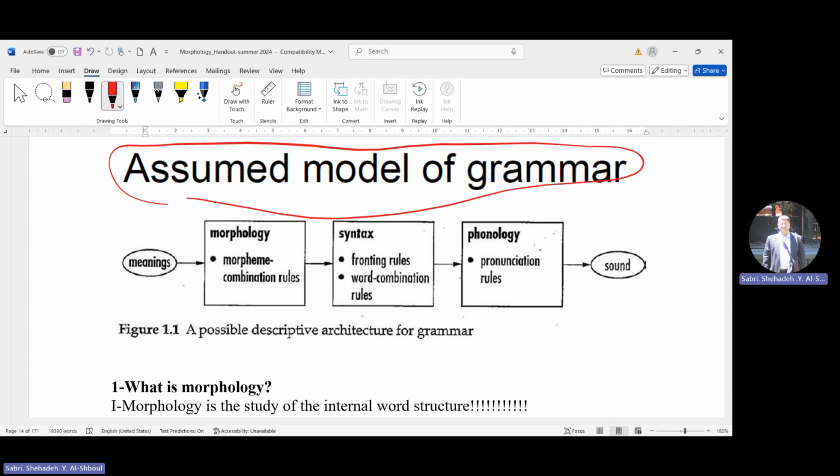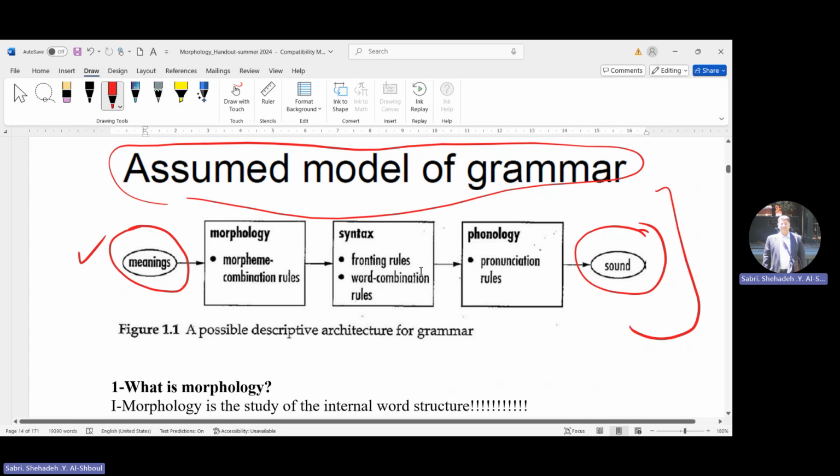Let's begin with the assumed model of grammar here. According to this model, we notice that meaning is the input while the sound is the output. Let's call it a meaning to sound model of grammar. In linguistic theory, one commonly assumed model of grammar conceptualizes a language as a system that transforms meaning into sound. In this model, as we see, meaning serves as the input, right? While the sound is the output for this process.